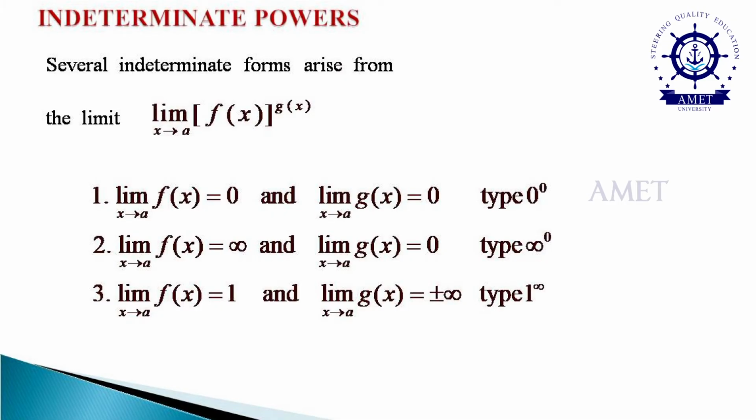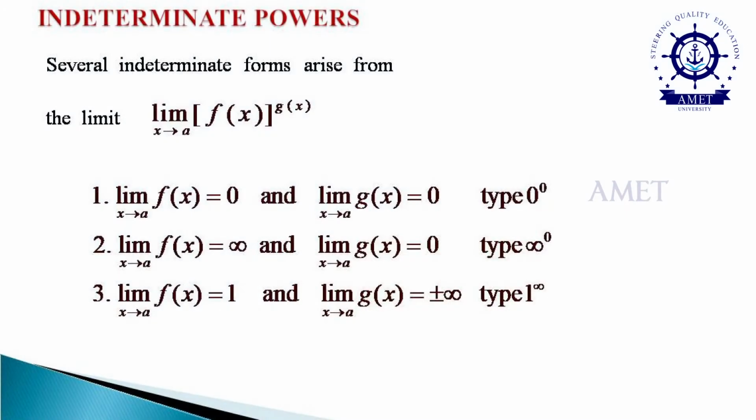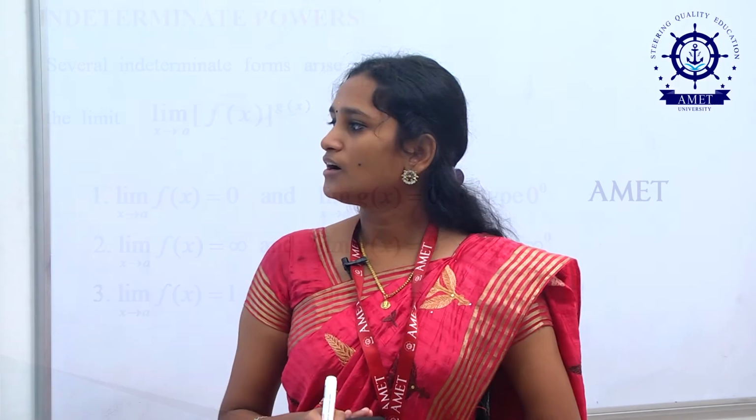Next type is indeterminate powers. Indeterminate powers is nothing but a limit of x tends to a, f of x power of g of x. Now substitute the limit value: if f of x is 0 and g of x is 0, it is a 0 power 0 form. The next one, f of x substituting the limit gives infinity, and g of x gives 0, so it is of the type infinity power 0. The third one, f of x is nothing but 1 and g of x is infinity, so it has a 1 power infinity form.